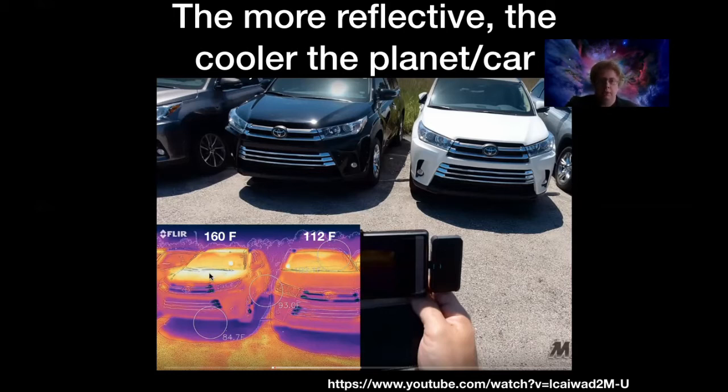And that's because the black is more absorbent. Black absorbs all of the light that's coming in, whereas the white car reflects most of that light away. And as a result, the white car is cooler than the black car, even though they're getting the same amount of sunlight.